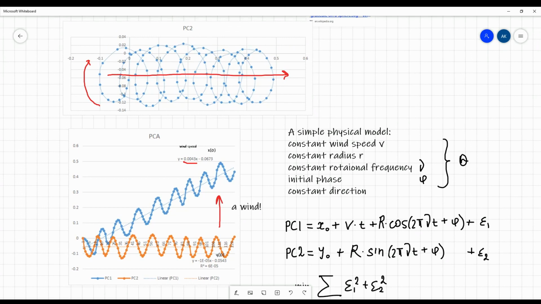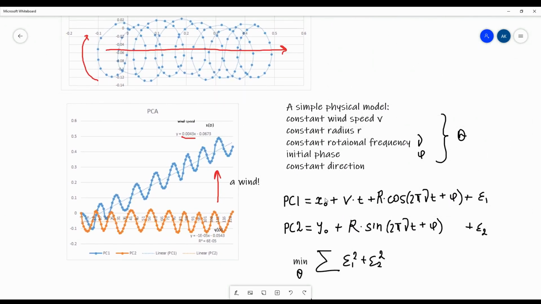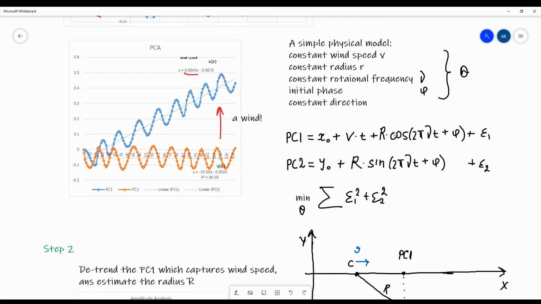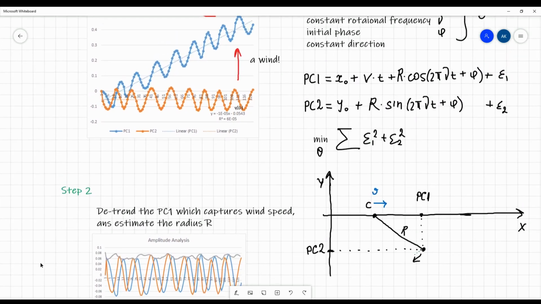Like for instance here, we already know what's the speed of the wind, right? We can find out what x0 and y0 are in these equations. Just simple regressions which we had on PC1 and PC2 already gave us a lot of parameters. So x0 is known from the regression of PC1, y0 is known from regression of PC2. These are the intercepts. Speed of the wind we got from the first regression, right? How do we find the radius though? Well, to find the radius, we do the following.